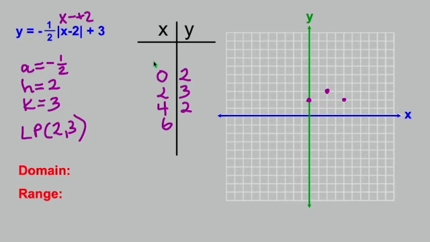I'm going to use a 6, and I'm also going to use a -2. Once again, I'm going to have symmetry, so whatever I get for 6 for the y value will be the same for -2. So if I plug in a 6, 6 minus 2 is 4. Absolute value 4 is 4. 4 times -1/2 is -2. -2 plus 3 is a 1. So I'm going to go out here. I'm going to go ahead and put those there as well, and then I can go ahead and finish off my graph. So it should look about like this, and over here, same kind of thing.